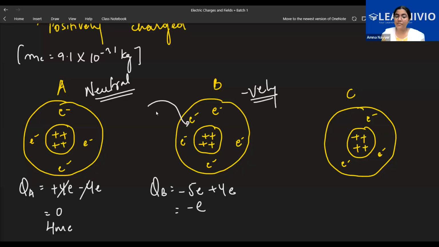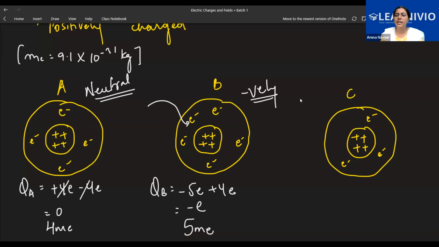But see, because of the addition of this electron, the number of electrons increased. So what is the mass now? 5 times the mass of a single electron. Do you agree? Yes, ma'am.